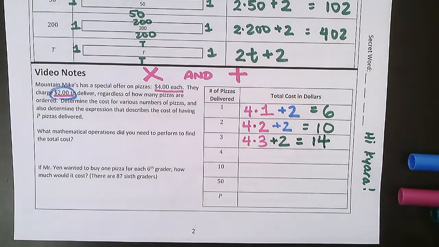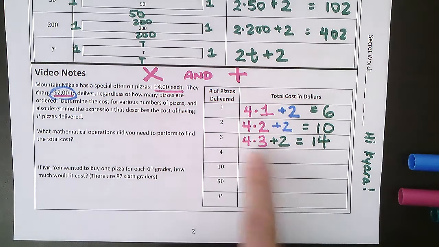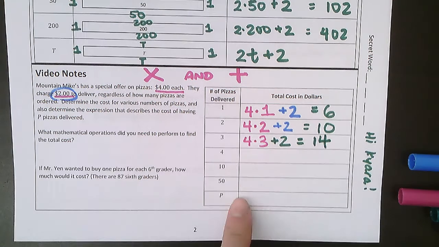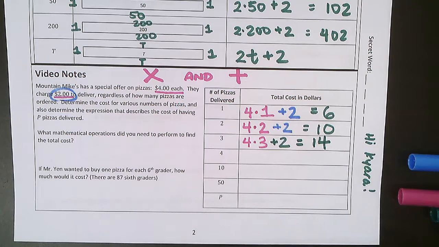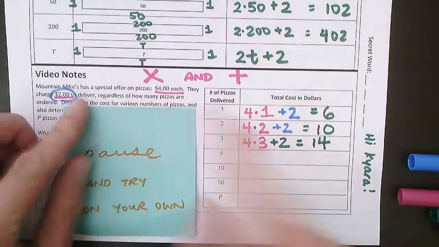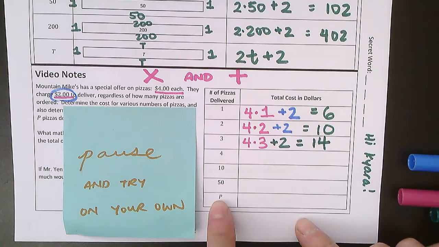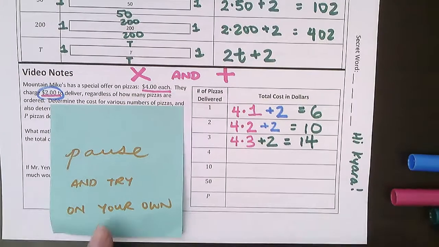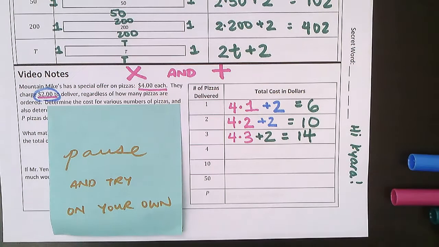Okay, so now that I've gotten you started with how we're going to set up each of these, I want you to pause and then try filling out the rest of this table on your own. And at the bottom, what would you do if it was P pizzas? Okay, so let's pause. Try this table on your own.